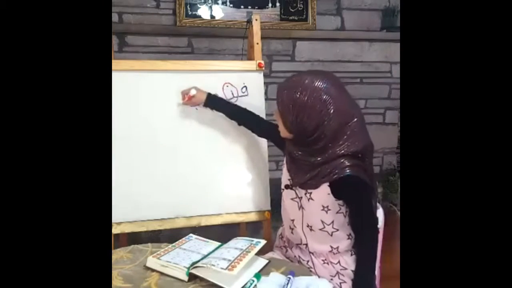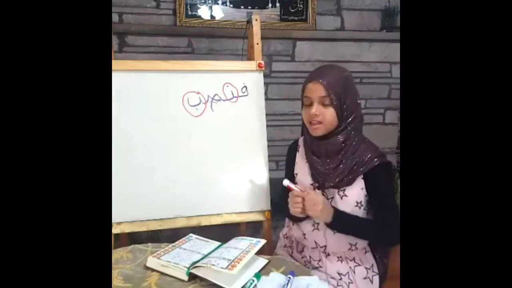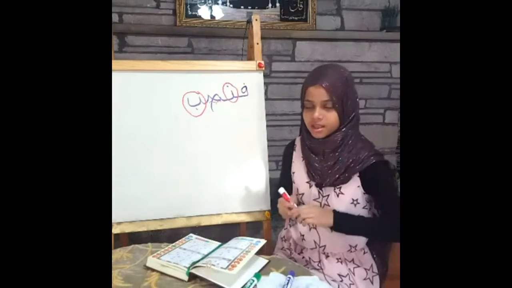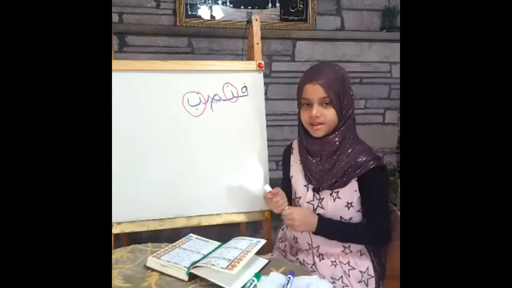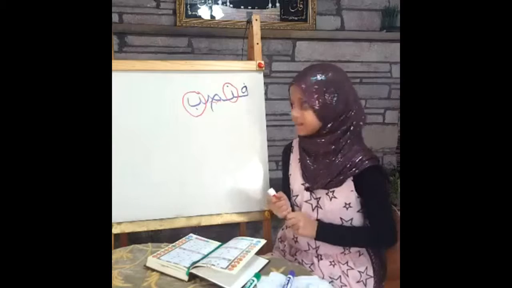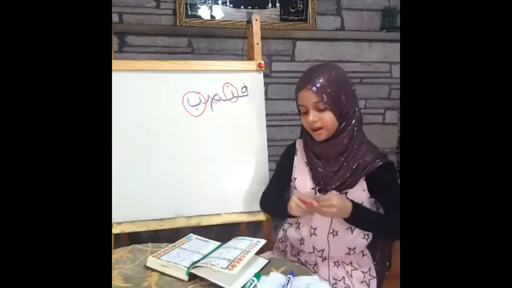And this qalqala is not in the middle, so it's not qalqala sughra or saghira. It's qalqala wusta, qalqala kabira. Qalqala wusta is the biggest qalqala. When there's a mad and then you stop, it's going to be a hard qalqala.